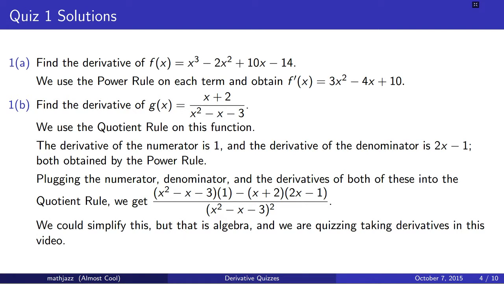We could simplify this, but that's an algebraic manipulation, and this quiz is on derivatives and derivative rules. So we'll leave the answer in this form and leave the reducing of rational functions and the combining of like terms and foiling and all of that to another video on algebraic expressions.